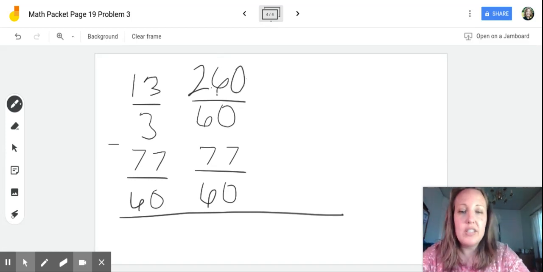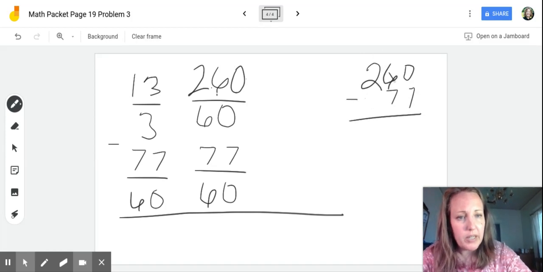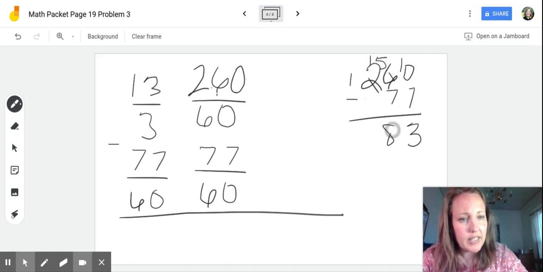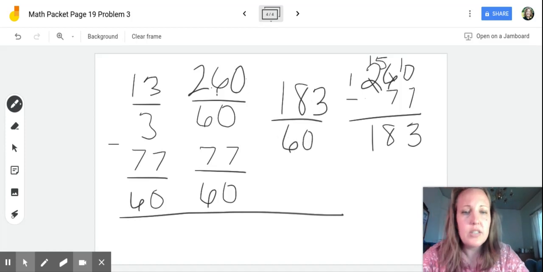Okay, now we have to take 260 minus 77. So let's do that off to the side. And we're going to subtract 77. I'm going to borrow here. And I'm going to say 10 minus 7 is 3. And I'm going to borrow again. 15 minus 7 is 8. And then 1 minus 0 is 1. So I'm left with 183 60ths.